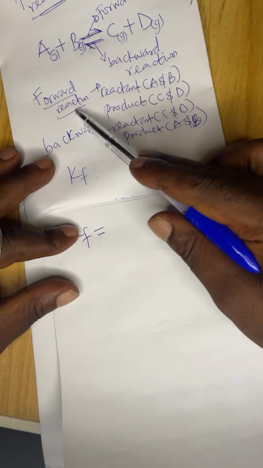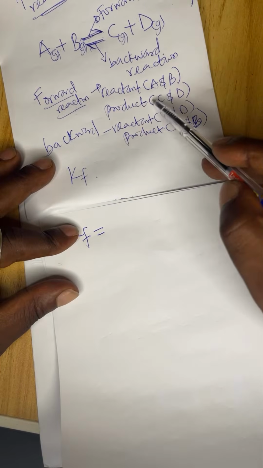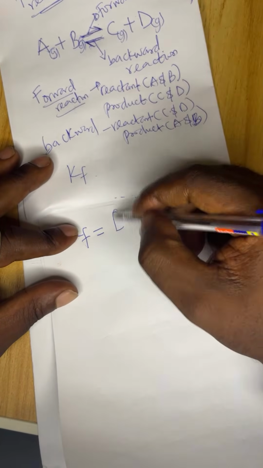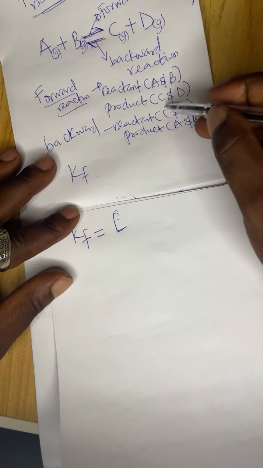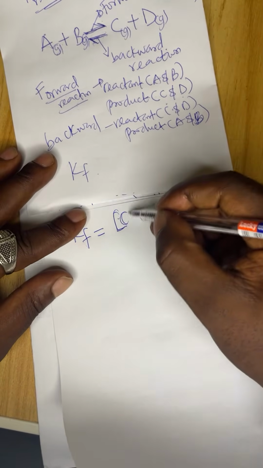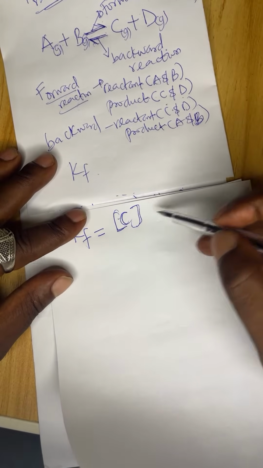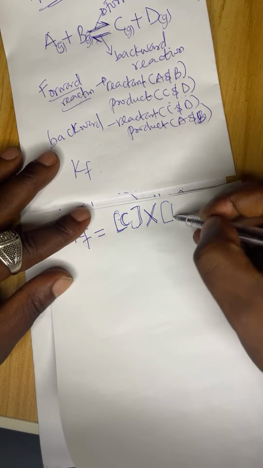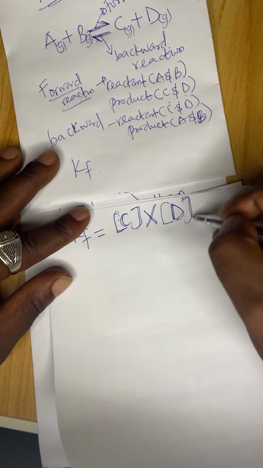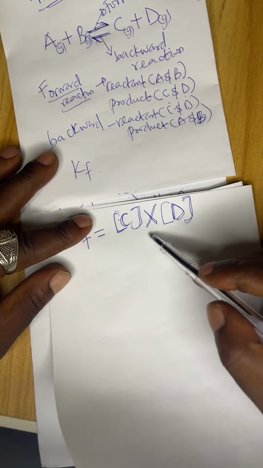What is the product for the forward reaction? We already said it is C and D. I already told you it is C, and it is not plus. It is always multiplication when writing the equilibrium constant. Don't ever miss this one. It is always multiplication, not addition.